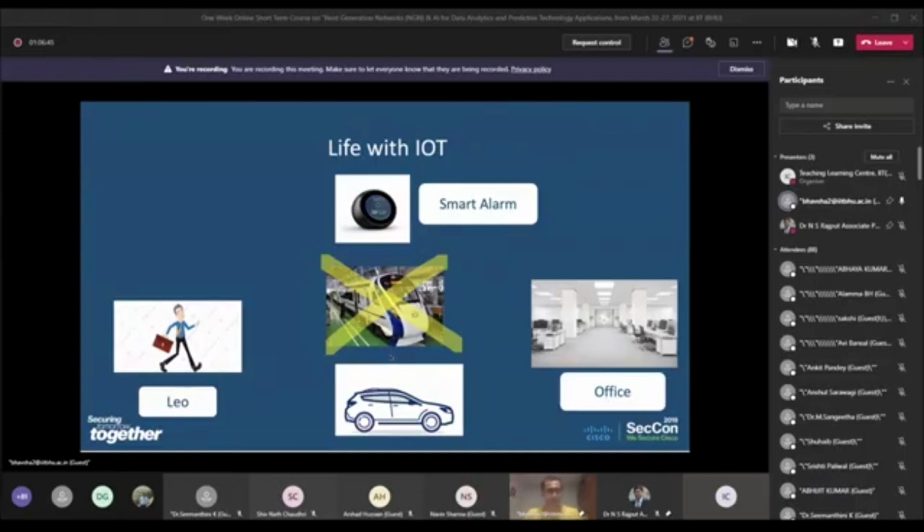And if the end user is not going to get notified, in this case, Leo, he would just wake up in his normal schedule and get ready to catch a train. But once he reaches the station, he comes to know that today is a strike.